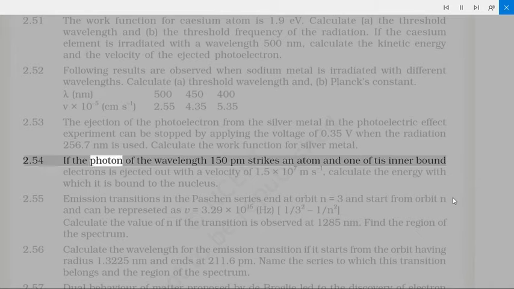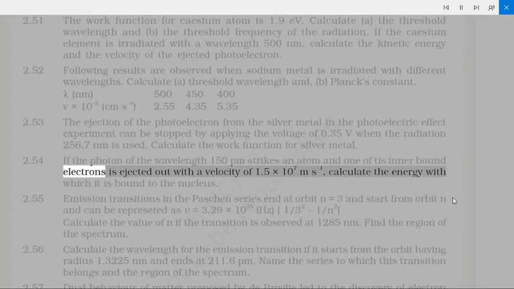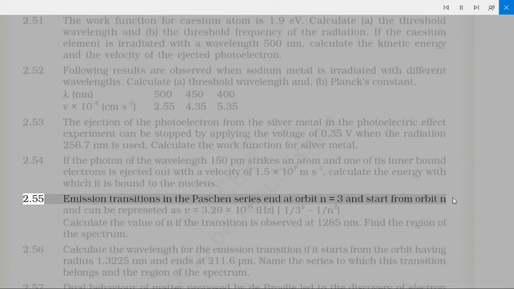2.54 If the photon of the wavelength 150 pm strikes an atom and one of its inner bound electrons is ejected out with a velocity of 1.5 × 10^7 m/s, calculate the energy with which it is bound to the nucleus.